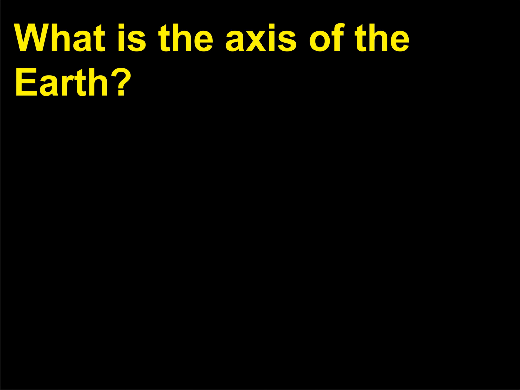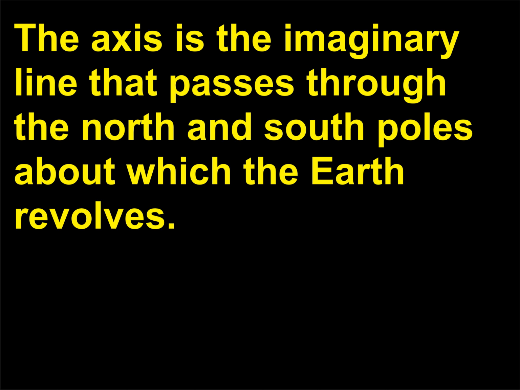What is the axis of the Earth? The axis is the imaginary line that passes through the north and south poles about which the Earth revolves.